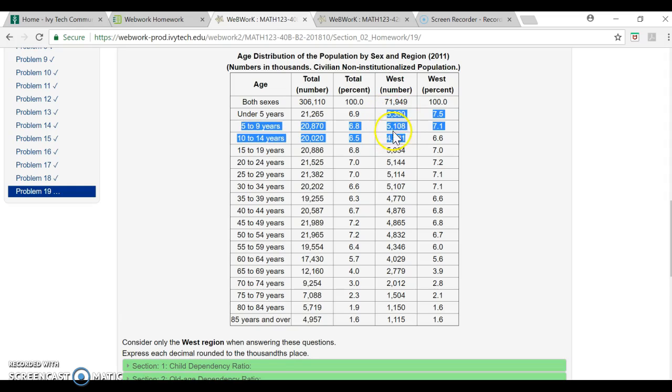So remember, your children are here. So these three groups are your dependents. So you're going to add the 5,380, 5,108, 4,781. Those three numbers right there. Okay, so that's the kids.